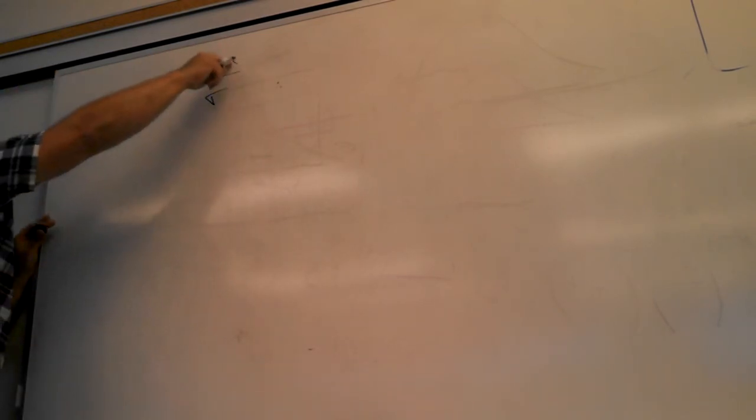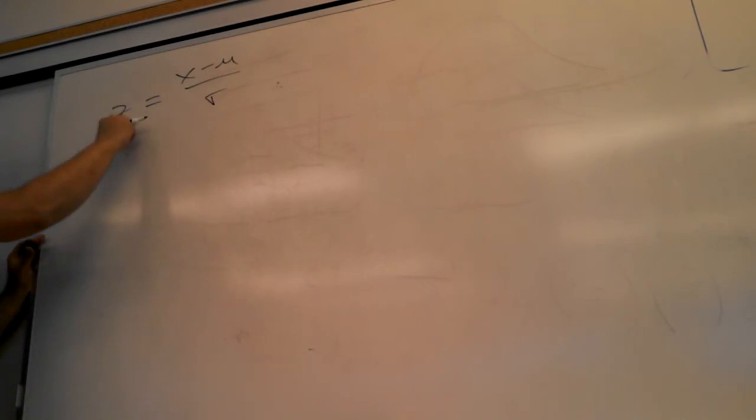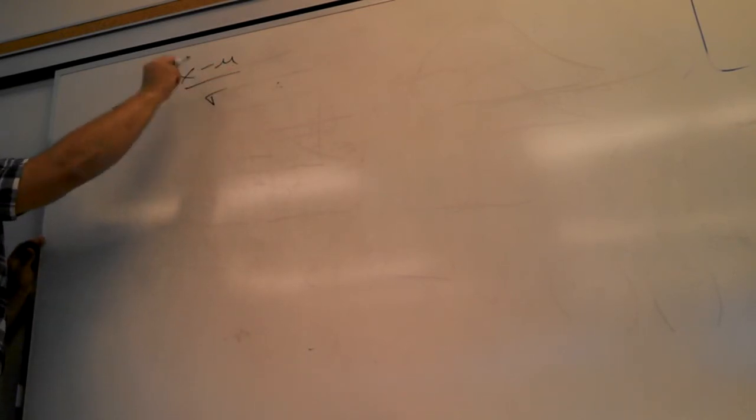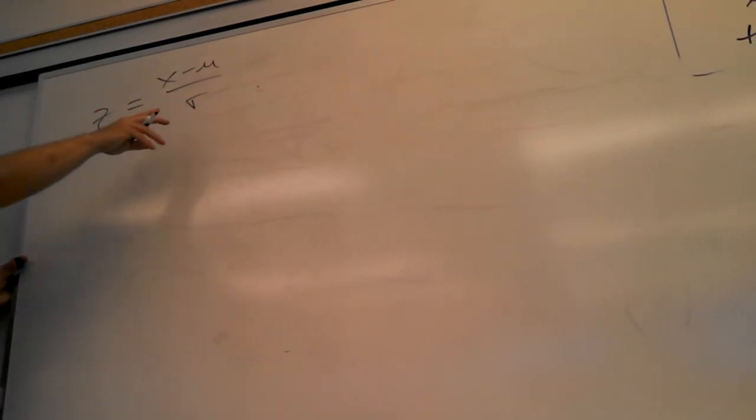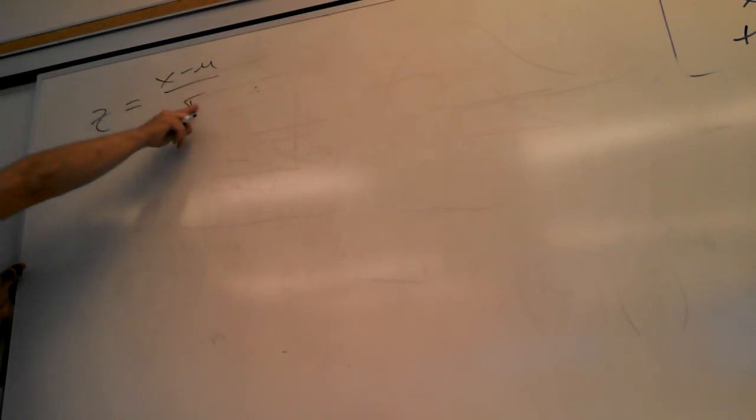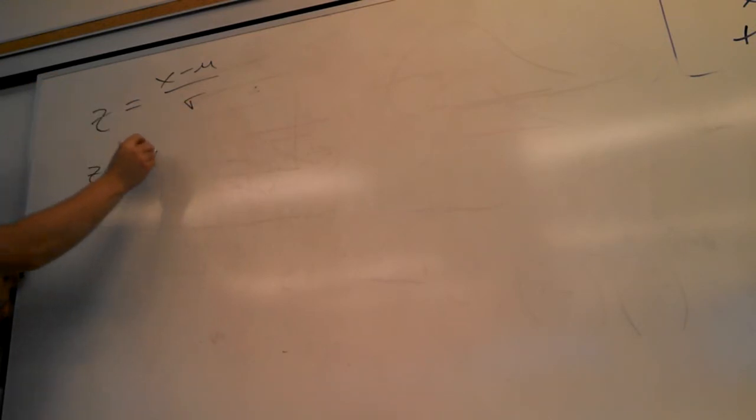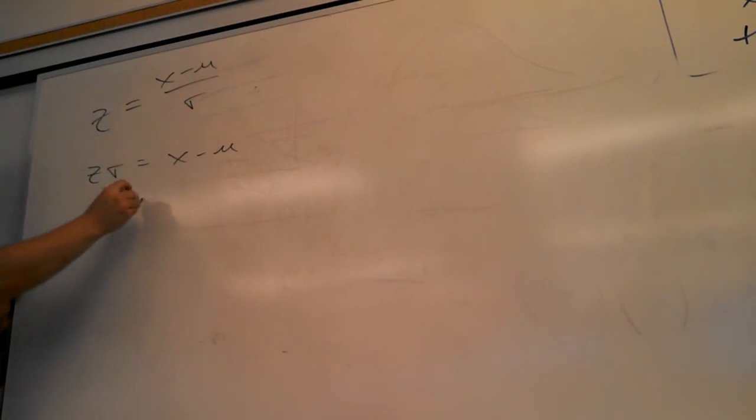So now watch this. How do I solve this? This is good if I know these things and I want to know that. But what if I know this and this, and I want to know that? Well, how do you solve for this? Use algebra to isolate. All right. And then what? So more specifically, what do I do? Multiply that up, because that's the worst part of it. And then I add the mean. So I get x equals mu plus z sigma.